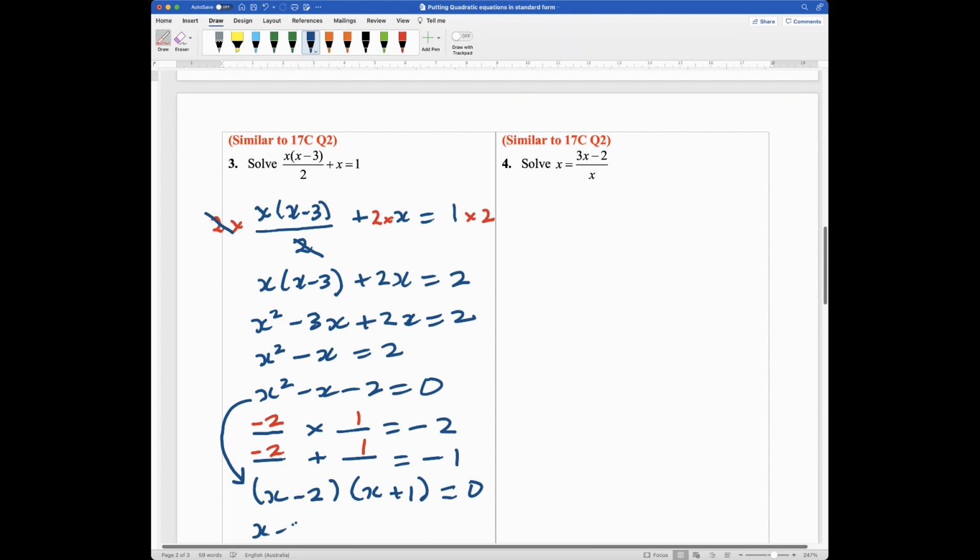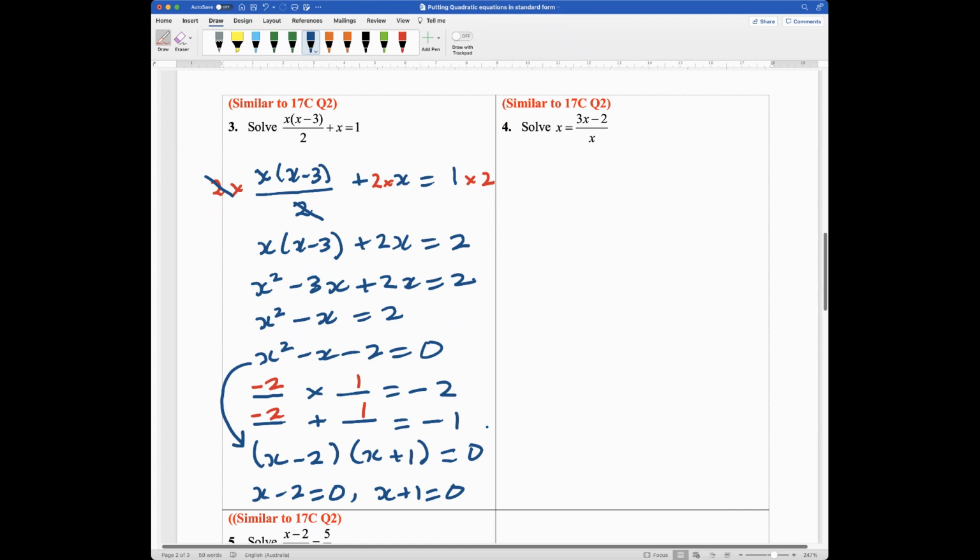I can now split that up into two equations. X minus 2 is equal to 0, and x plus 1 is equal to 0. I'm running out of room a little bit here, but let's just write that a little bit higher. There we go. So we'll go x minus 2 is equal to 0, and x plus 1 is equal to 0. And that gives me x is equal to 2, and x equals negative 1. Okay. All right. Now copy that down.